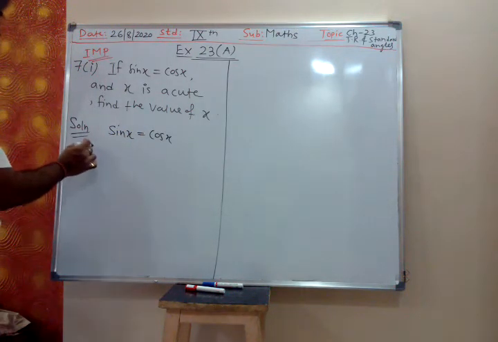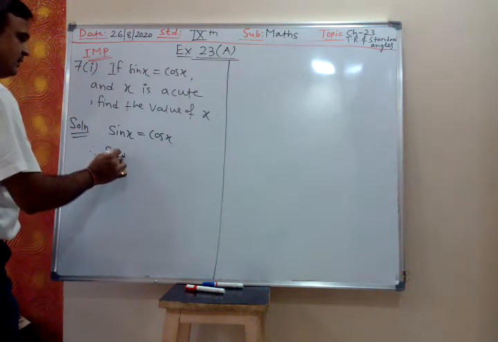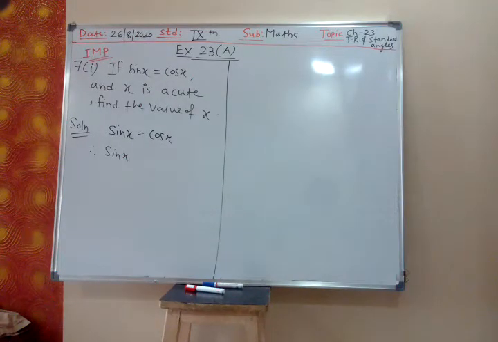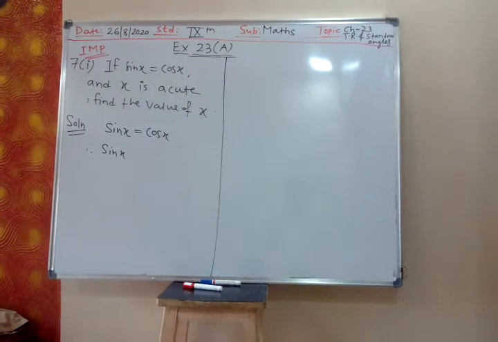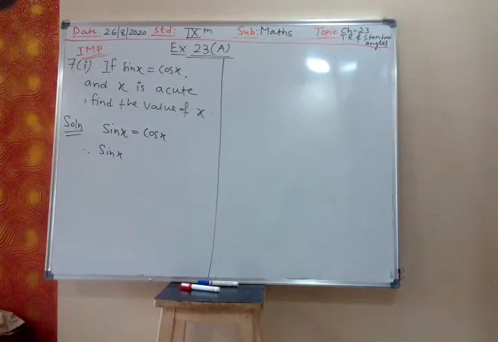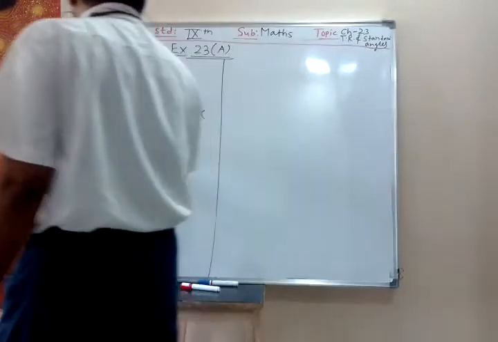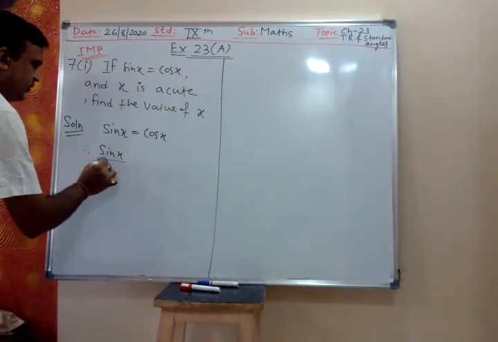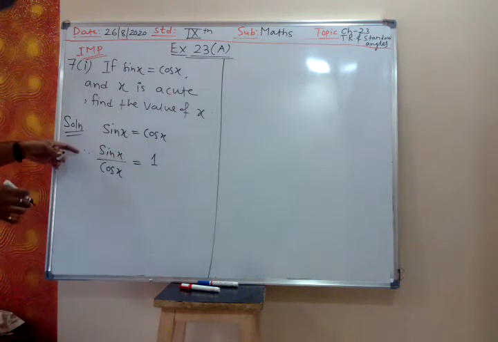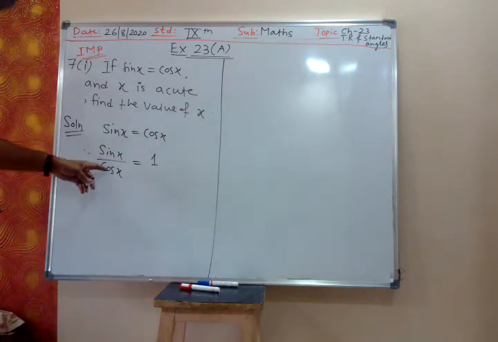So this I can write sin x is equal to cos x. So I can write this as sin x divided by cos x is equal to 1. So cos x goes in the denominator. So sin x upon cos x is equal to 1. Now what is sin x upon cos x?